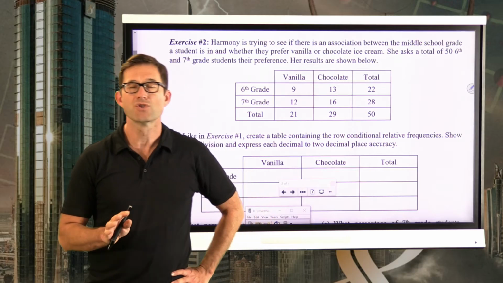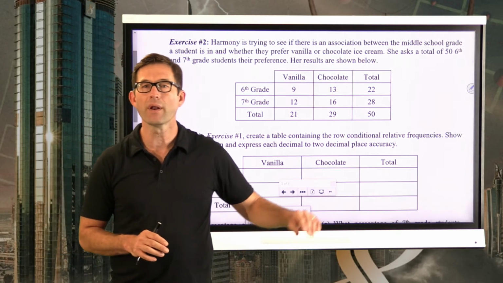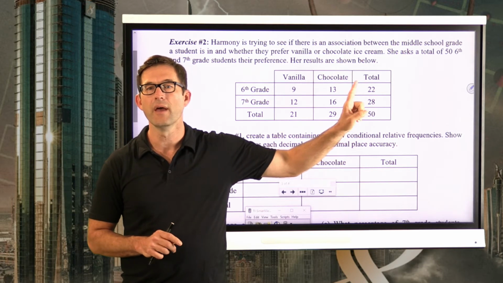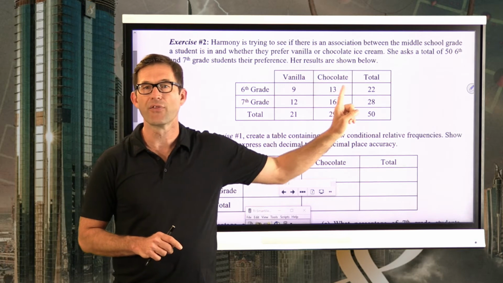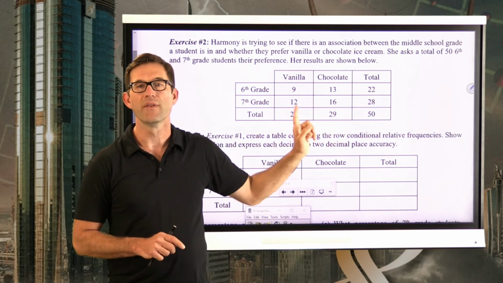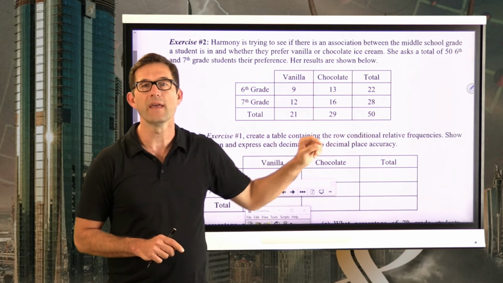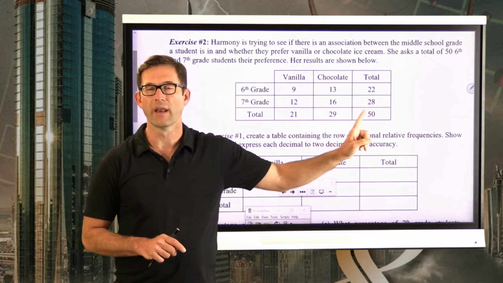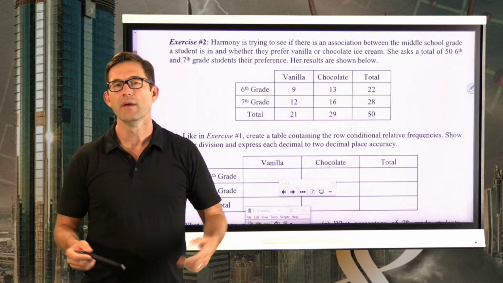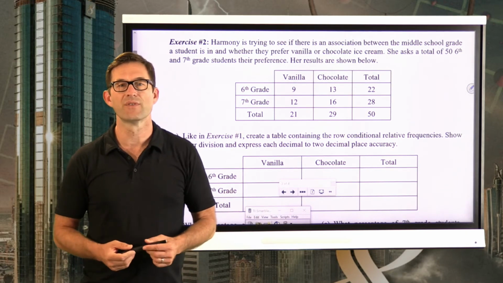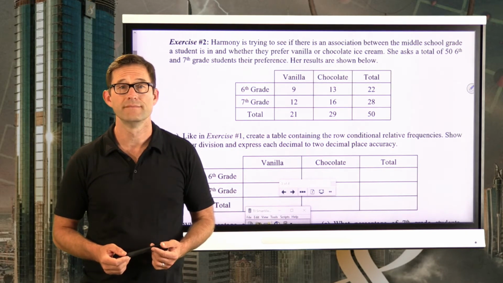All right, so just like before, what we want to do is divide each entry by its row total. So in the first row, you want to do the 9 and the 13 divided by 22, then the 12 and the 16 divided by 28, the 21 and the 29 divided by 50. Take a moment, use your calculator, and round every decimal to the nearest hundredth if it needs to be.